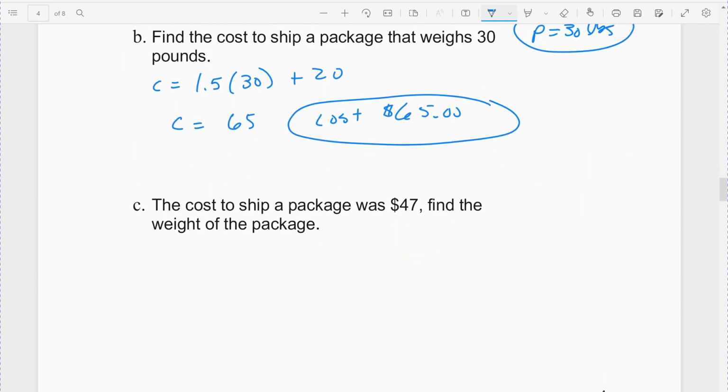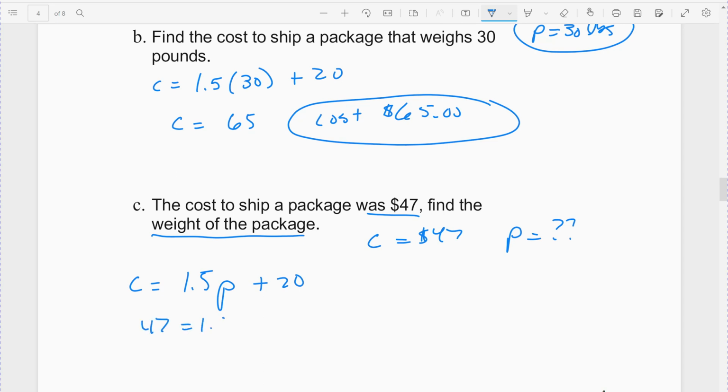Alright, the last part of this problem is suppose that somebody sent a package and it cost them $47. We want to know, how much did that package weigh? So in this case, we're given cost, the $47. We want to find the weight, pounds. We're going to use the same equation. Cost equals $1.50 times pounds plus 20. Plug in carefully. The 47 goes in for cost. The $1.50 times pounds. So again, we're solving for the pounds.